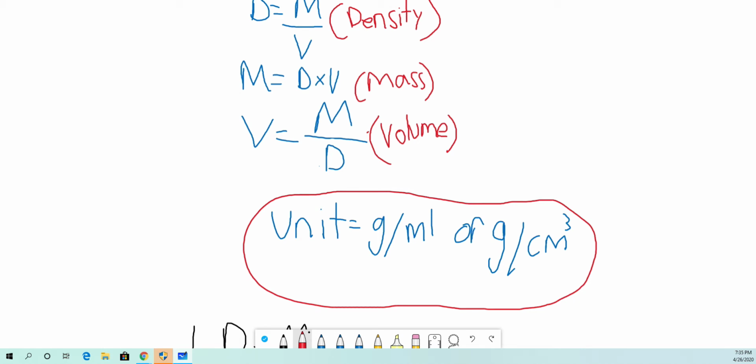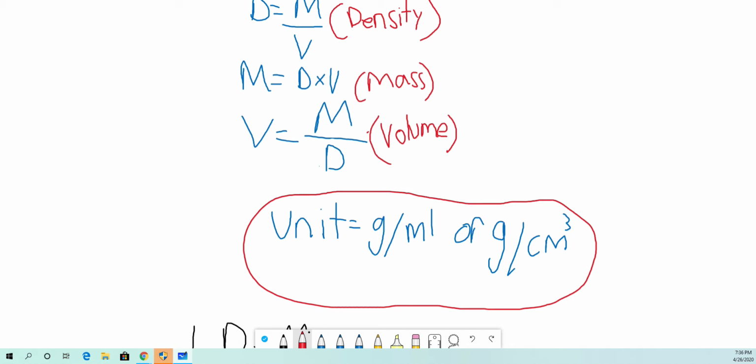The last equation we have is for volume. This is going to be used when you're trying to find volume. So again, the question would ask, what is the volume of that substance? And you should have been given mass and density. You'll use your mass and density to find your volume. For volume, you're going to take your mass and divide it by your density, and that will give you your volume.